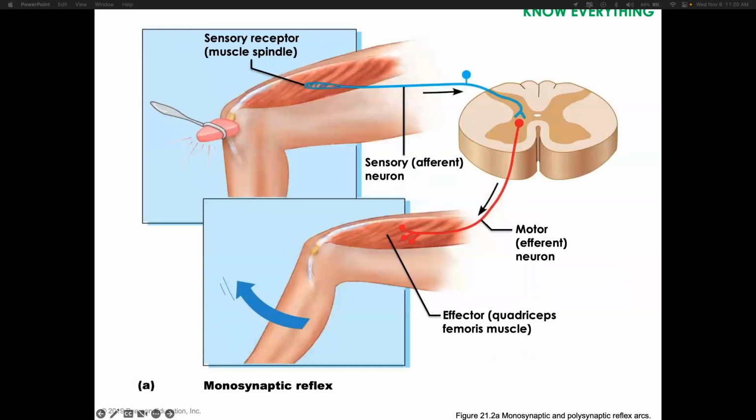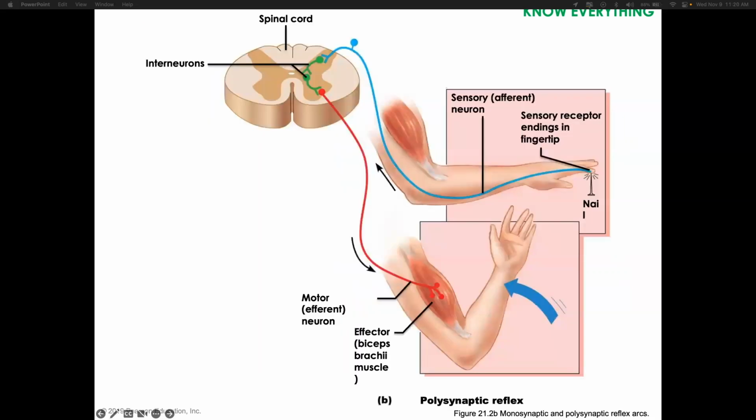And here is an example of a monosynaptic reflex. A monosynaptic reflex does not have an interneuron. There's a direct connection between the sensory neuron and the motor neuron. And this is a polysynaptic reflex, so there are going to be multiple connections being made. A polysynaptic reflex does have an interneuron between the sensory neuron and the motor neuron.